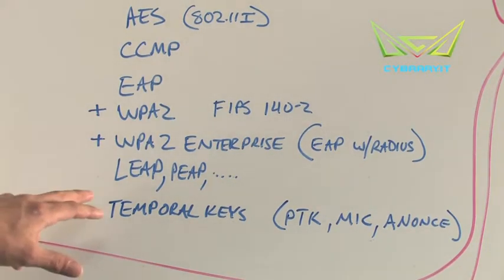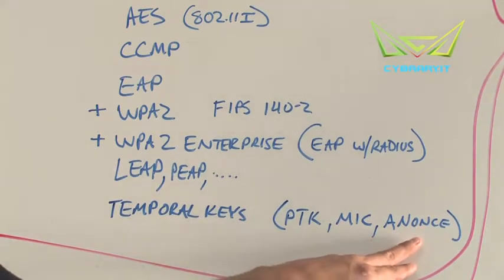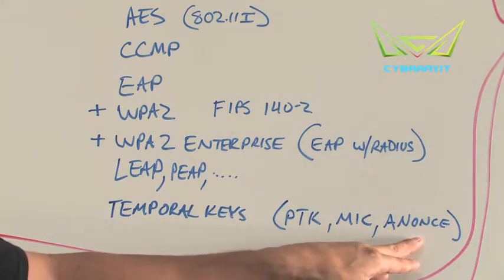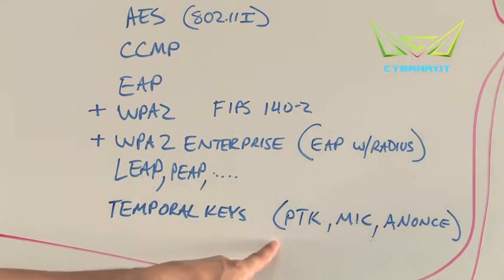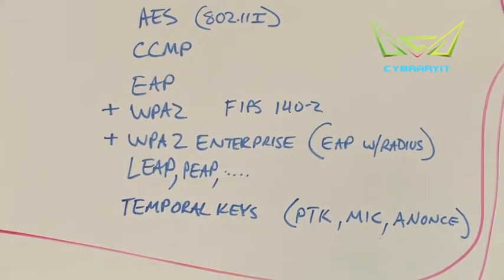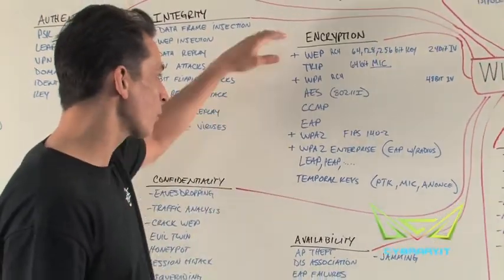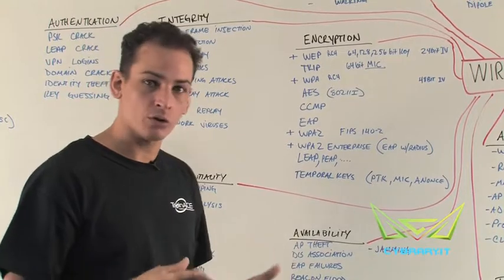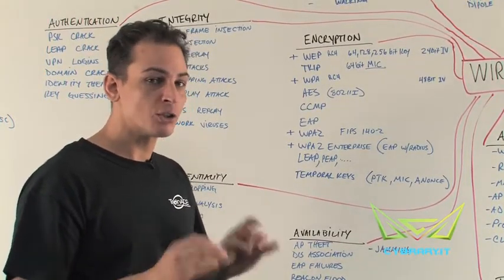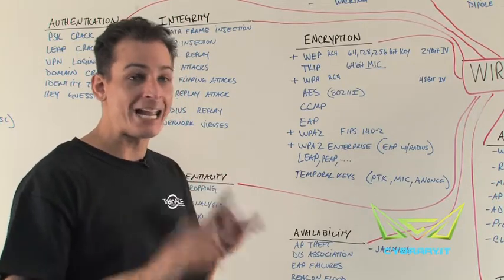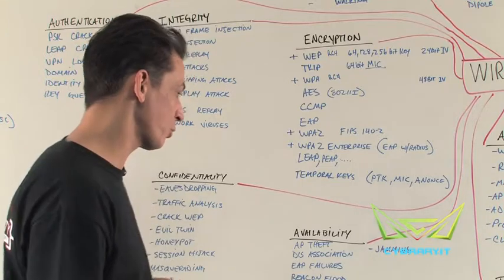And then the whole subject of temporal keys in itself, because you have to understand the four-way handshake of ANonces and things like that, or message integrity codes, or pairwise transient keys. All of this stuff is easily looked up on Wikipedia, so I don't want to get into the details of all of the encryption now, but you absolutely are going to see this surface when we start configuring the access points and doing our penetration testing in a hands-on format shortly.